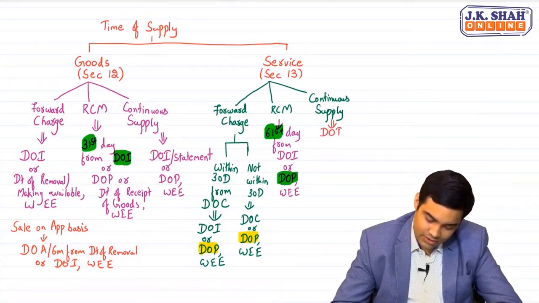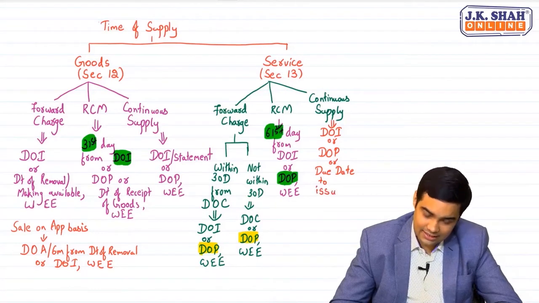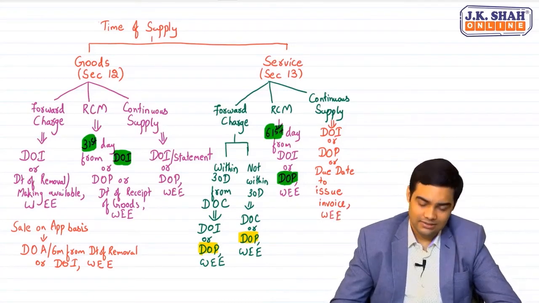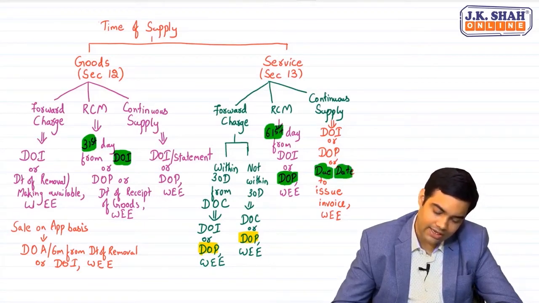Okay. Continuous supply of service, date of invoice or date of payment or due date to issue invoice. Now what is this due date to issue invoice? See, if you notice, government is using an extra date compared to the normal time of supply. See, government is using this due date to issue invoice in addition to DOI and DOP.